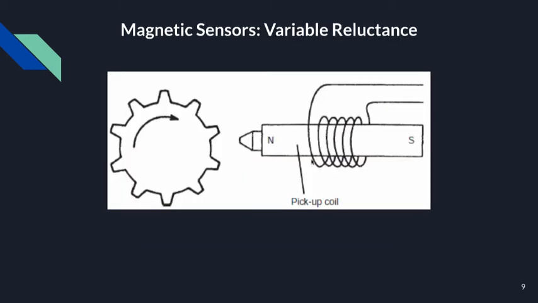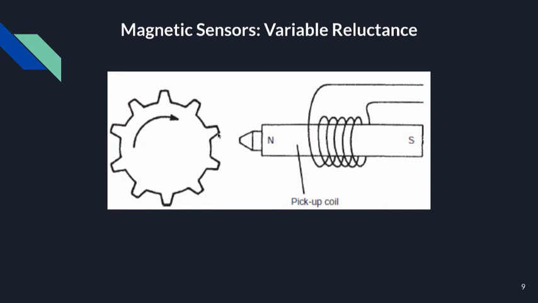In variable reluctance sensors, a coil is wound around a permanent magnet rather than on an iron core as in variable inductance sensors. Such devices are typically used to measure rotational velocities. This figure shows a typical instrument in which a ferromagnetic gear wheel is placed next to the sensor.